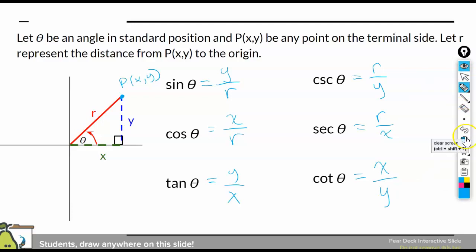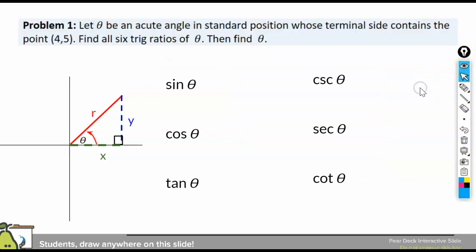So let's see some specific examples of what that might look like. So we have a point (4, 5). So that means that x is equal to 4, y is equal to 5, and I don't, from this point, have what the radius is equal to, but that's why we have the Pythagorean theorem. It's a right triangle. I can find that radius length. I just have to do 4 squared plus 5 squared is equal to r squared.